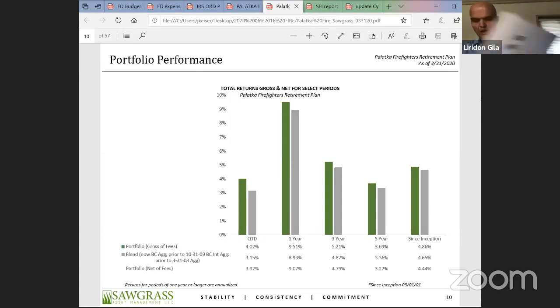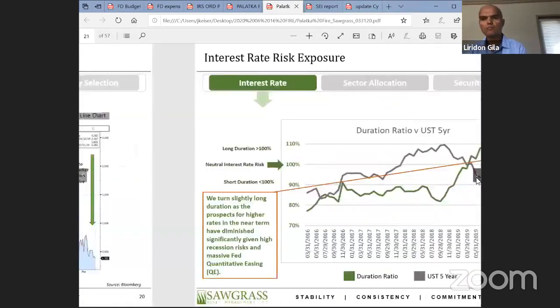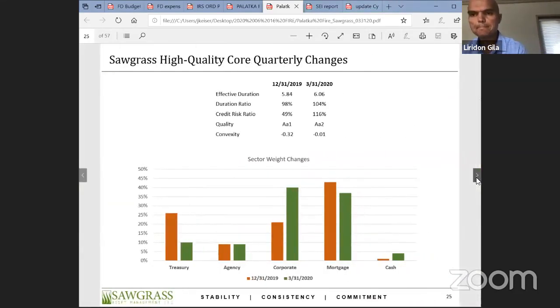So if you turn with me to page 25, this was the largest driver of our positive excess return. We started the quarter with a heavy underweight position in corporate bonds. We were underweight by 40%. If you look at the top half of the chart, that credit risk ratio is the measure of the total corporate bond risk. So that 49% means that we were underweight versus the benchmark.